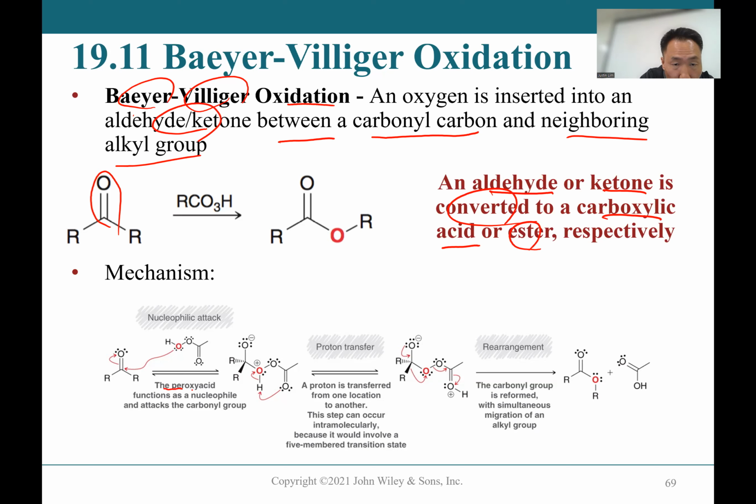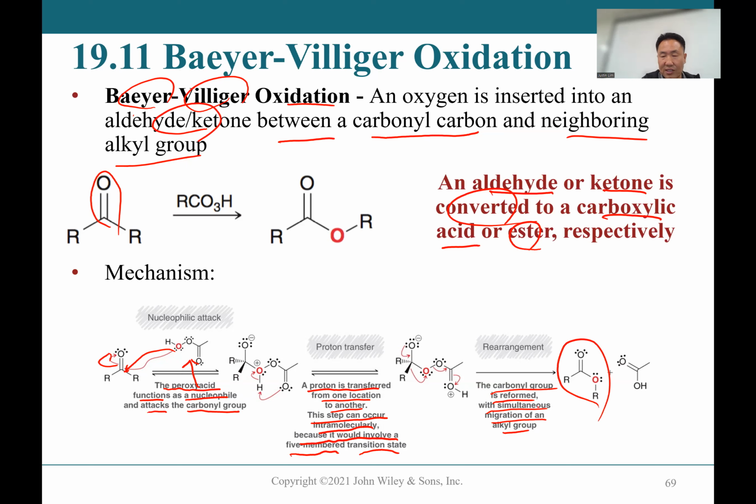So the peroxy acid functions as a nucleophile and attacks the carbonyl group. The proton is transferred from one location to another. This step can occur intramolecularly because it would involve a five-membered transition state. The carbonyl group is reformed with simultaneous migration of the alkyl group to generate an ester in this case, and a carboxylic acid.